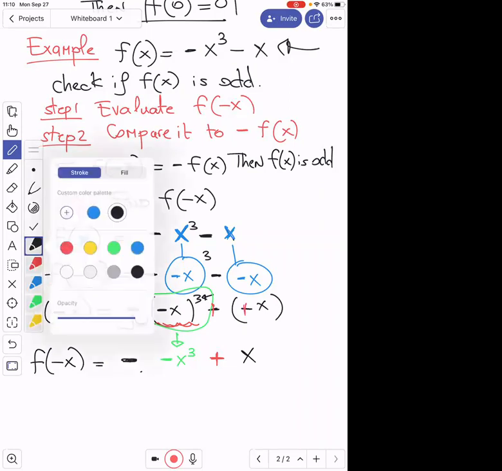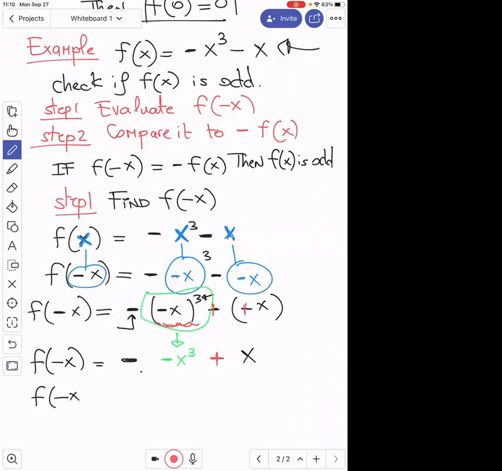So this f of minus x is actually equal to, well, there's this minus, and let me just write it again. There's this minus x cubed without parentheses, and then there's this plus x. Again, I got plus x because there's a subtraction here, and there's a minus x inside the parentheses, right? Now, of course, there are 2 minus signs here. Minus minus is going to be a plus. So this is actually a plus here.